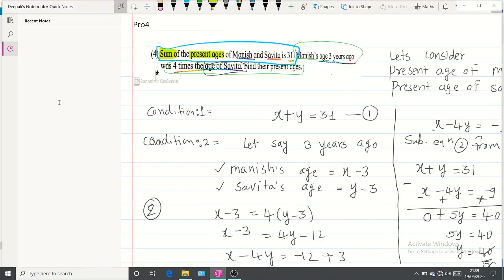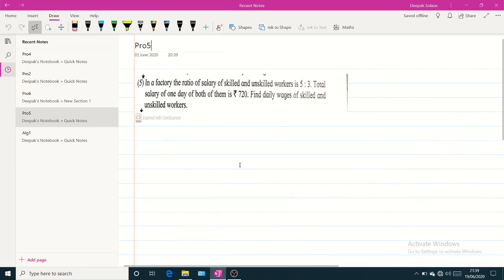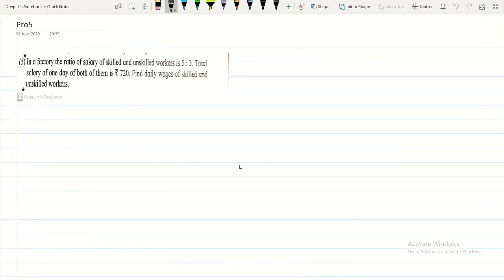Now let's move towards the next problem. So what is the next problem? The fourth problem is over. Now let's take the fifth problem. Let me maximize it for you. Okay, now this is the fifth problem. So what is the fifth problem?